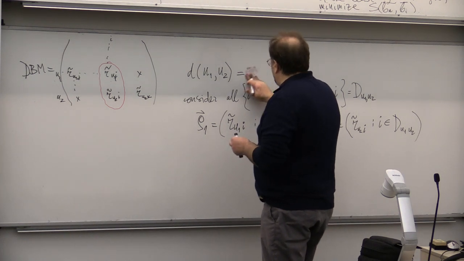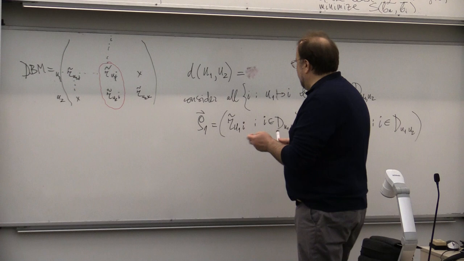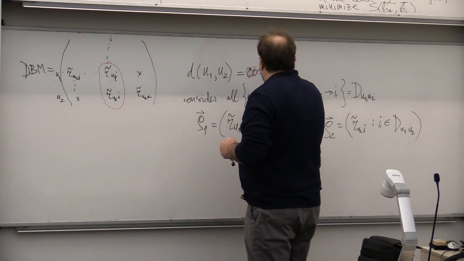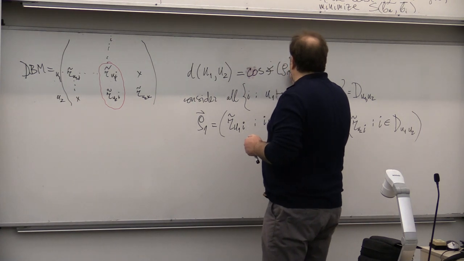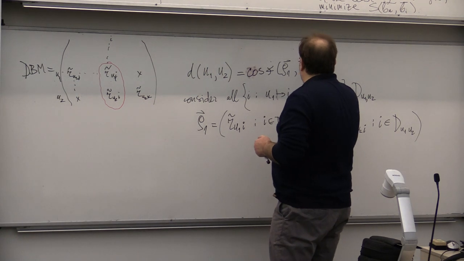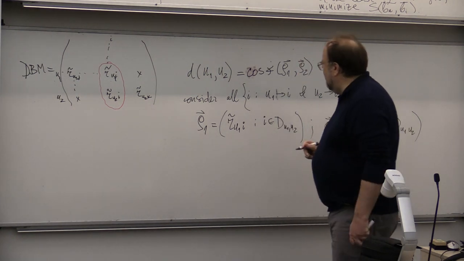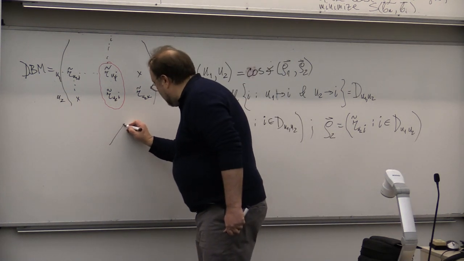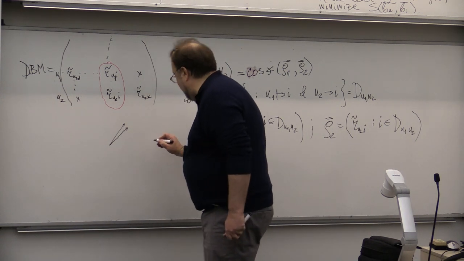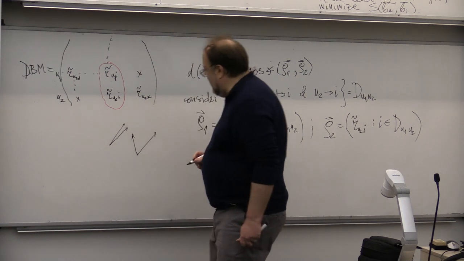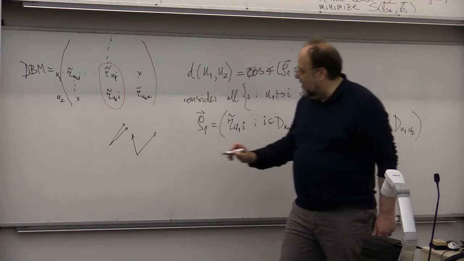cosine of the angle between vectors row 1 and row 2. Right? So essentially, when is the cosine of an angle large?